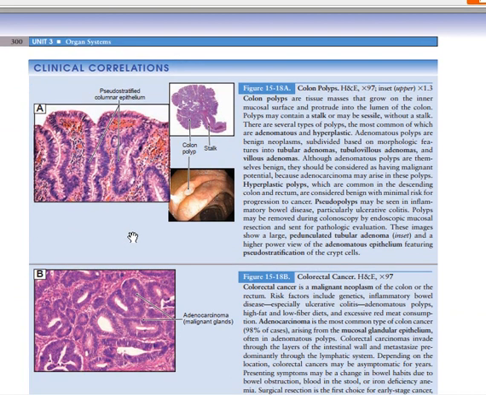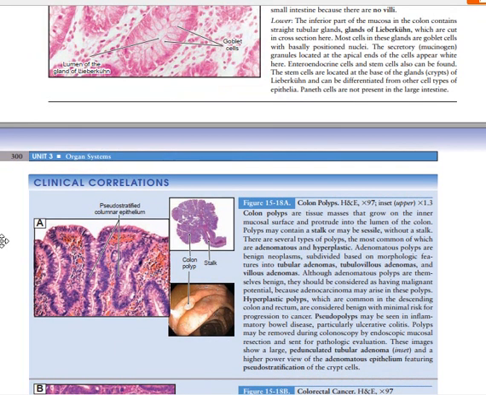The clinical correlation of the colon is that you can have a colon polyp. Colon polyps are tissue masses that grow on the inner mucosal surface and protrude into the lumen of the colon. There are several types of polyps, the most common of which are adenomatous and hyperplastic polyps. How do you visualize polyps? You can see a protruding mass on colonoscopy.